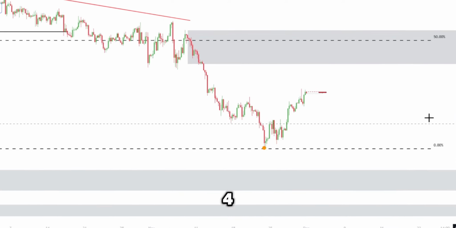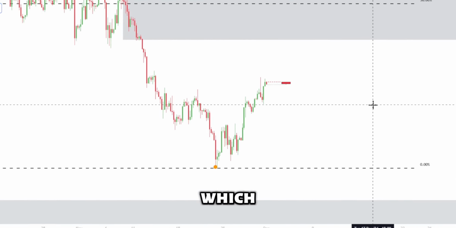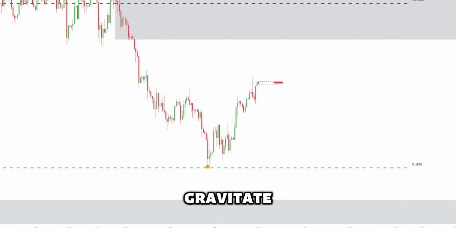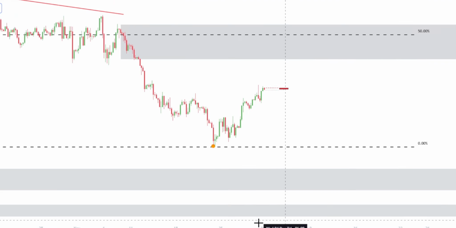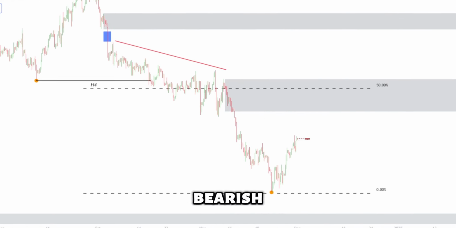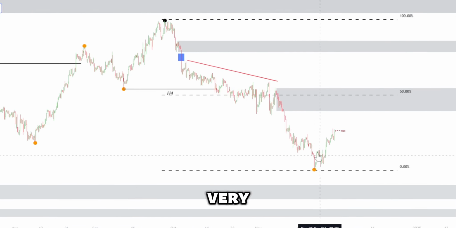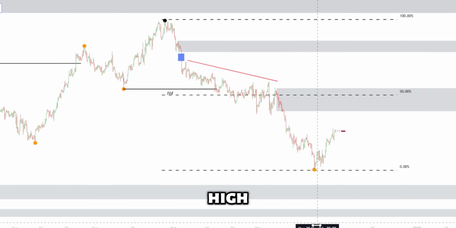So now we use the 4-hour time frame and understand which fair value gap price is likely to gravitate towards first, right? So really, if we look at this over here, our 4-hour structure is pretty bearish, right? We've been bearish ever since. So we have a very large structural range over here, structural high, structural low.